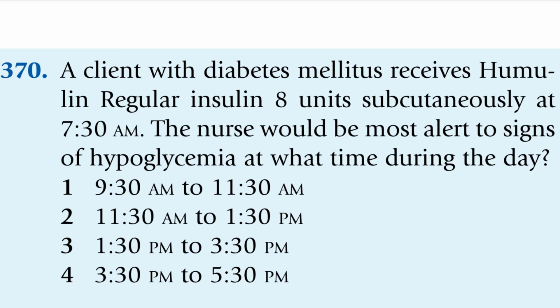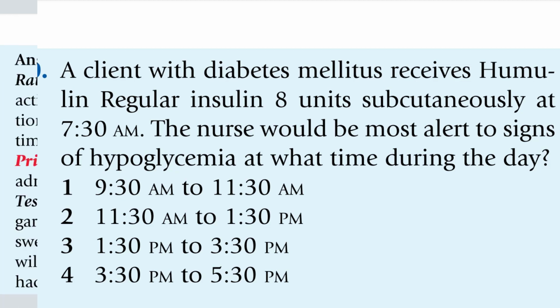370. A client with diabetes mellitus receives Humulin regular insulin 8 units subcutaneously at 7:30 a.m. The nurse would be most alert to signs of hyperglycemia at what time during the day? 1. 9:30 a.m. to 11:30 a.m. 2. 11:30 a.m. to 1:30 p.m. 3. 1:30 p.m. to 3:30 p.m. 4. 3:30 p.m. to 5:30 p.m.